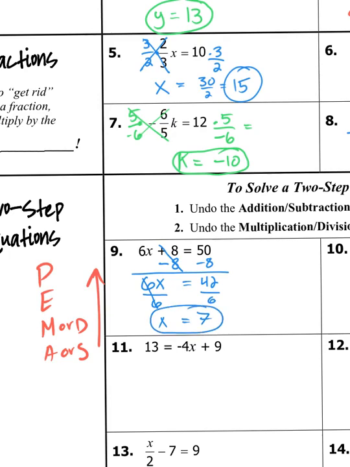And I can go back if I really want to and check that 6 times 7... Yep, that's 42. 42 plus 8 is 50. Great, it works out. We're going to do number 9 and 10 together.